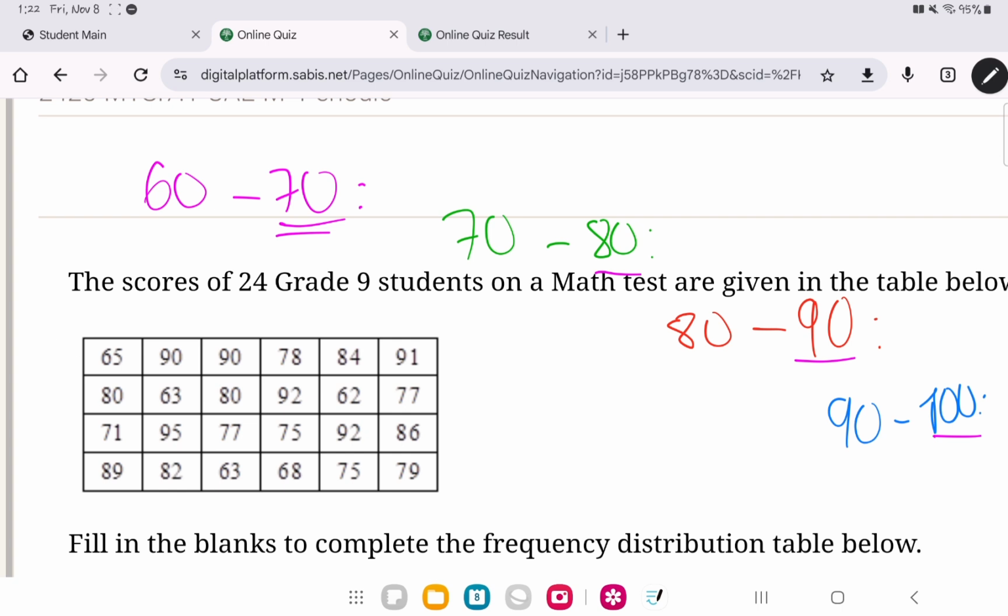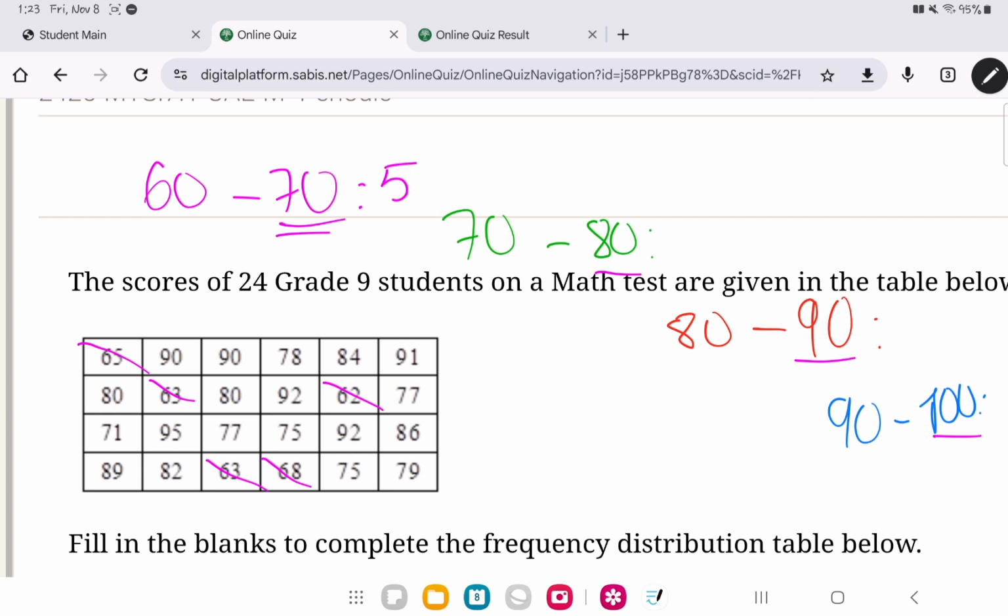Let us do row by row. Okay, we have 65, this is 1, 90 no, 90 no, 78 no, 84 no, 91 no, 80 no, we have 63, 80 no, 92 no, 62, 77 no, 71 no, 95 no, 77, 75, 92, 86, 89, 82, 63, and 68. So these in total are 1, 2, 3, 4, 5.